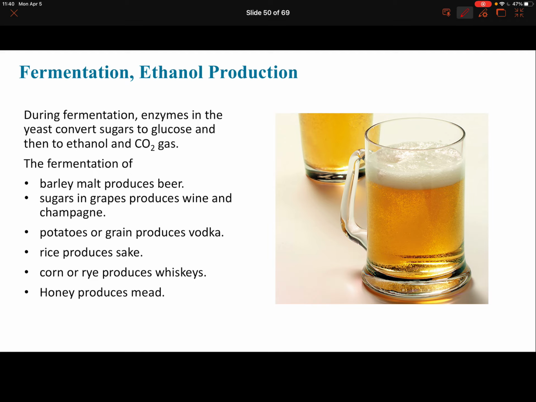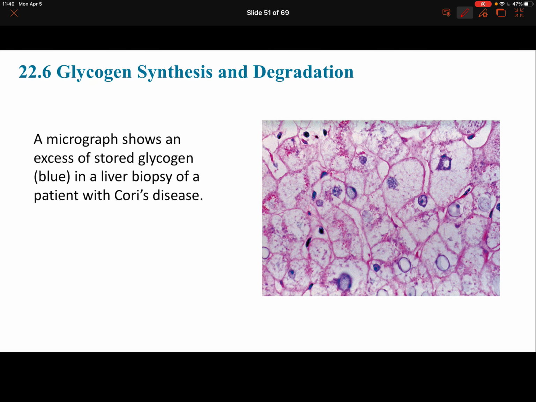Okay, let's talk about glycogen synthesis and degradation. Here you can see this is kind of a bad thing that's happening. This shows excess stored glycogen in blue in a person's liver. They've got too much glycogen because of something called Cori's disease. I don't know if that has to do with the Cori cycle. We'll look at that later.